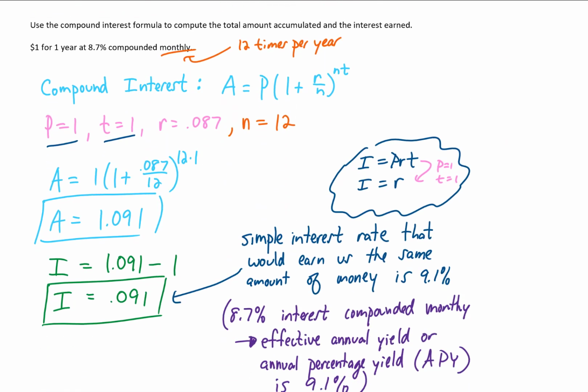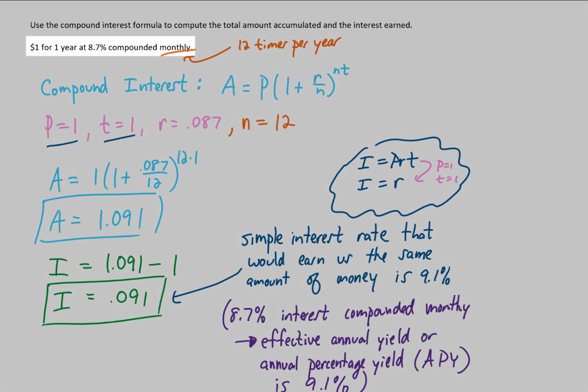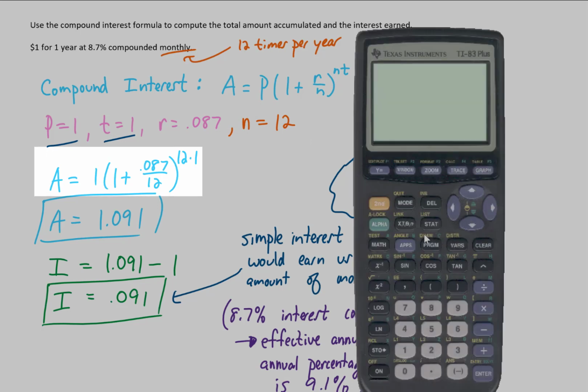This time we're going to use the compound interest formula to compute the total amount accumulated and the interest earned using $1 over 1 year at 8.7% interest compounded monthly. Again, here is our compound interest formula. We're going to plug in a $1 investment for 1 year. Those numbers might seem strange, but there's a method to the madness. We'll talk about that in a second. Our interest rate is 0.087, and because we're compounding monthly, or 12 times per year, that gives us N equals 12. So we can take all of those values, plug them all into our compound interest formula, and we need to plug all of that into our calculator.